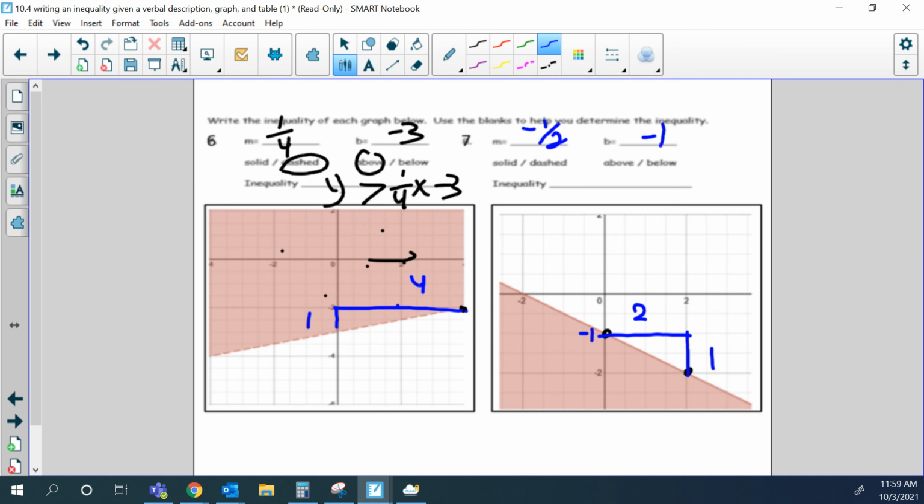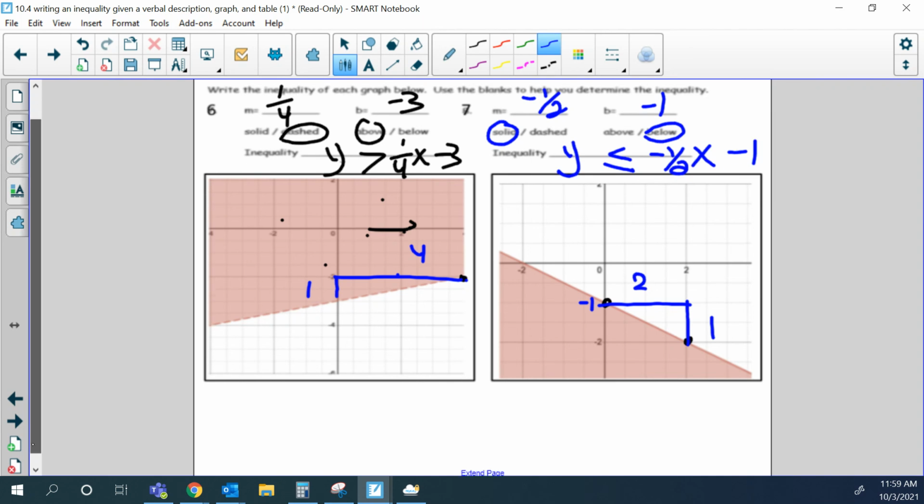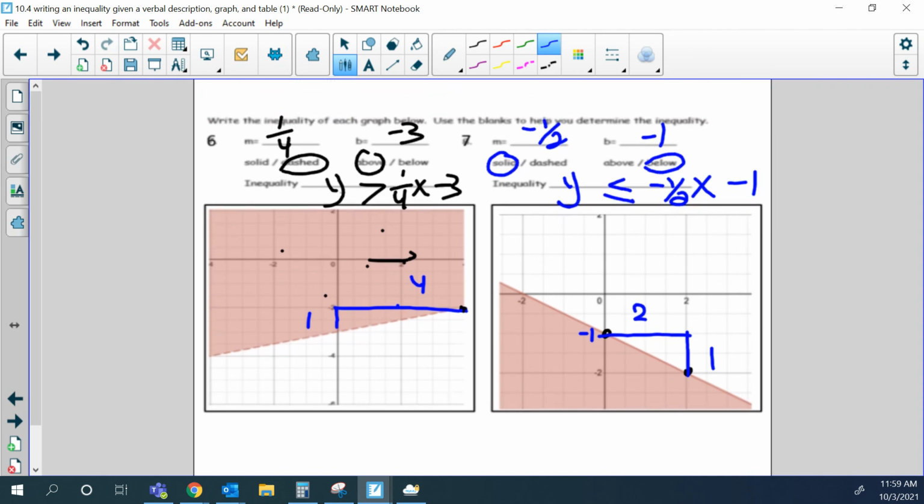The line is solid, and we shade below the line. So I'm going to use the less than or equal to. I'll put my y there. My slope is negative, so negative 1/2 times x, and my y-intercept is negative 1. All right, so I think that was it. Any points in this area is part of the solution for the graph. All right, guys, so that's today's lesson.